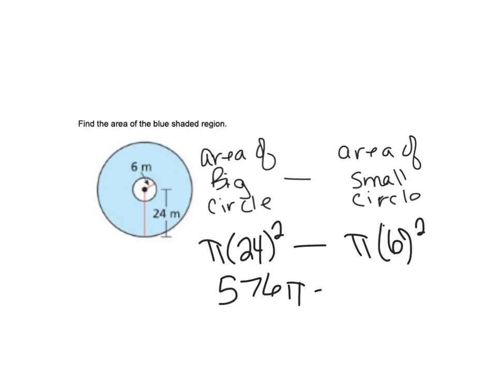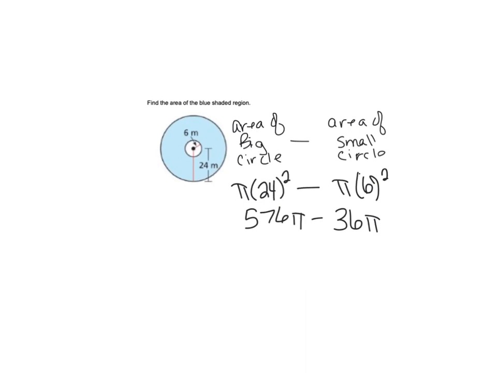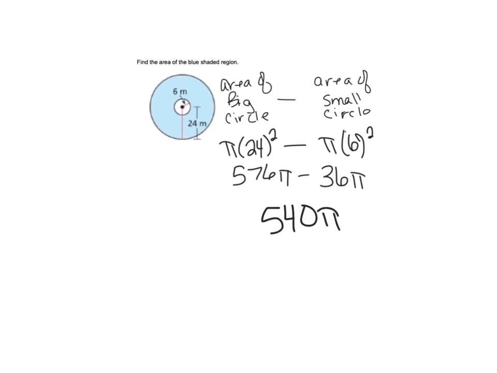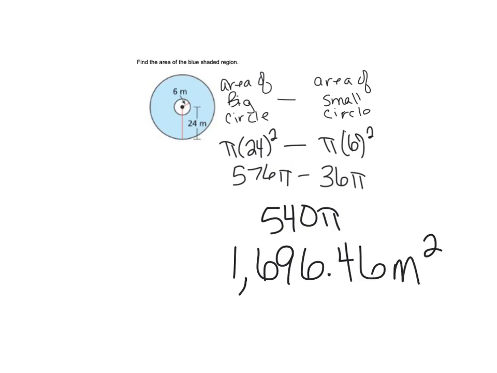Okay, that pi is still there. Minus 36 pi. Okay, and since they're like terms because they both have pi in them, I can just say 576 minus 36 is 540 times pi. So that's what I get when I subtracted out the middle part. Now I just need to actually put pi in for that. So 540 times pi is 1,696.46. And again, what's my label? Meters squared.